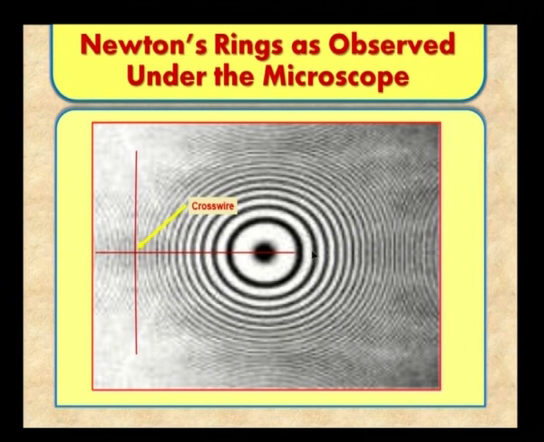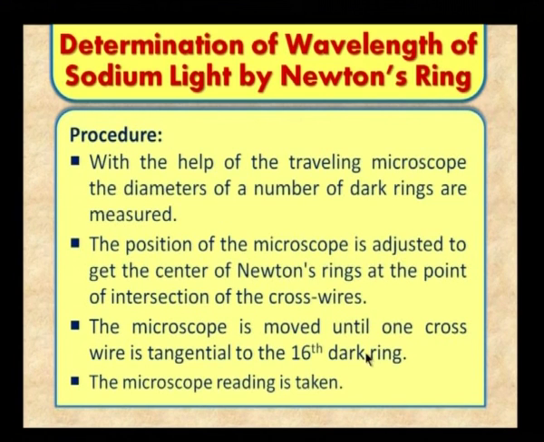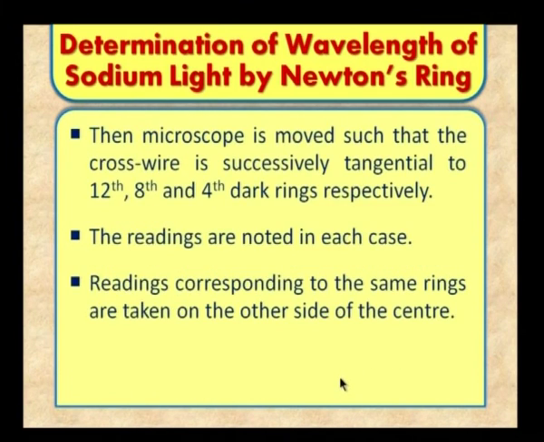So, the second ring. You are going to measure the diameters of various dark rings. The interference rings are viewed with a microscope. Then you take the readings, as I told you. You go to the 16th dark ring on the left hand side. The microscope readings are taken. Then the crosswire is made tangential, as I told you, with the 12th ring, 8th ring, this is the 16th ring, right. Then you go to the 12th ring, then the 8th ring, then the 4th ring. Then similarly, you go to the 4th ring on the right hand side, 8th ring, 12th ring and 16th ring.